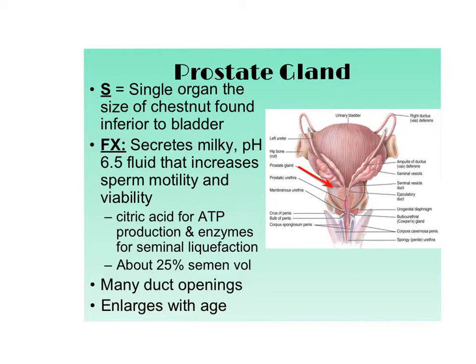Another accessory structure is the prostate gland, which is located right here. Also, this is a posterior view, so it's inferior and slightly posterior to the urinary bladder. Its secretions are milky and slightly acidic. Remember, 7 is neutral, so 6.5 would be slightly acidic. It contains citric acid, which is important for the production of ATP. If you remember our daily riddle, ATP is a molecule that can be used as an immediate source of energy.